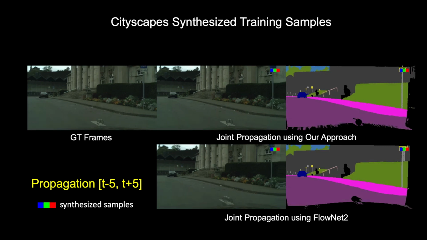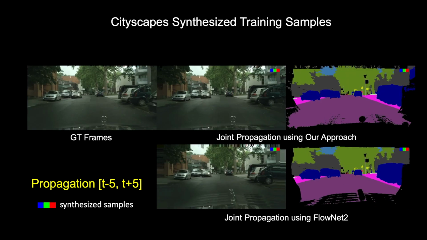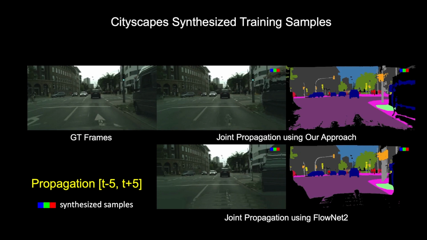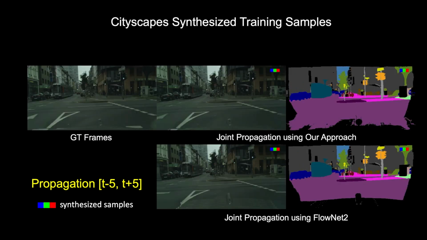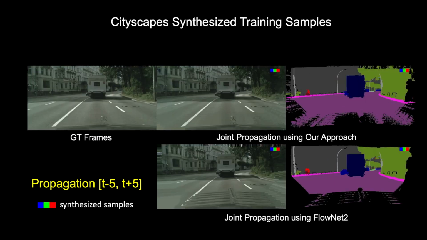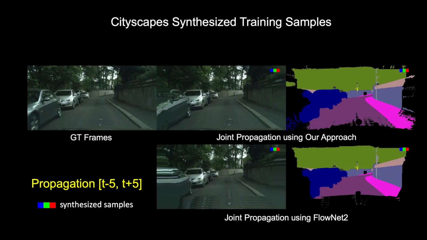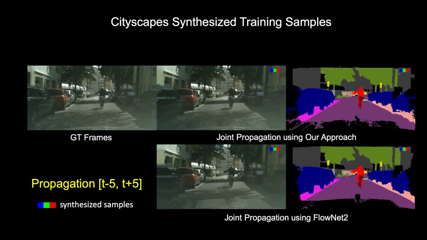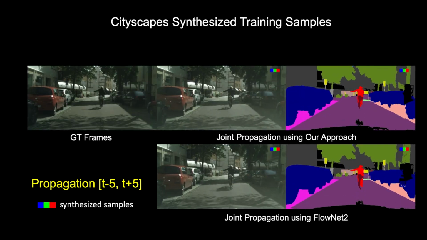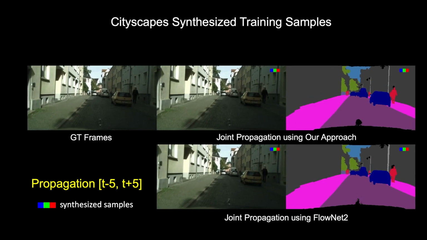Using our approach, we can scale up the training set in an autoregressive manner by propagating over more and more time steps. Here, we show some propagated training samples. We predict from 5 past frames to 5 future frames. Only the middle one has a ground truth label, while the others are all predicted. If you look at the rightmost column, we can see how the method can generate useful data for us.